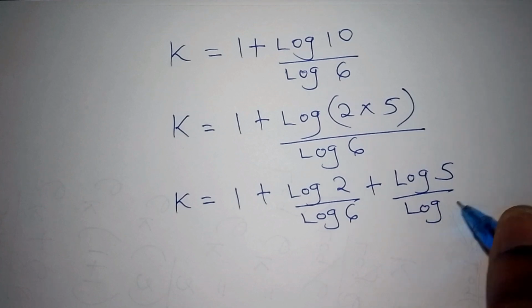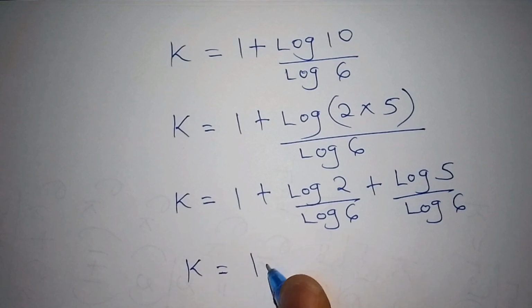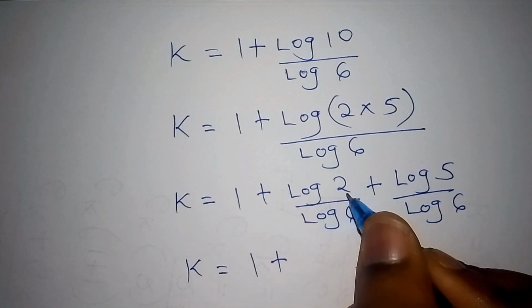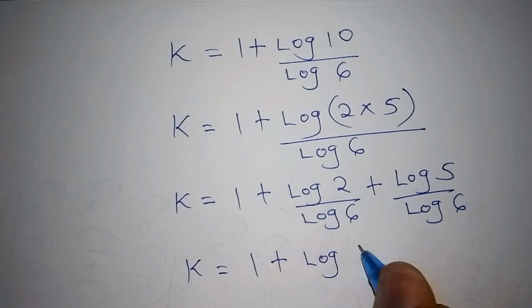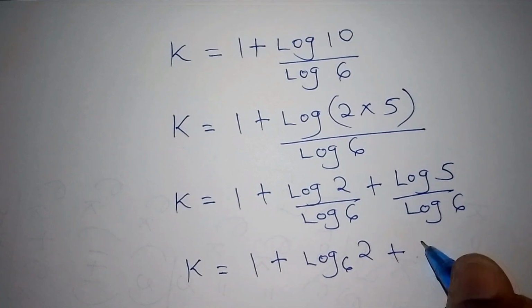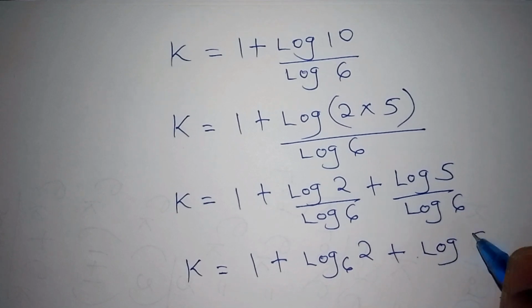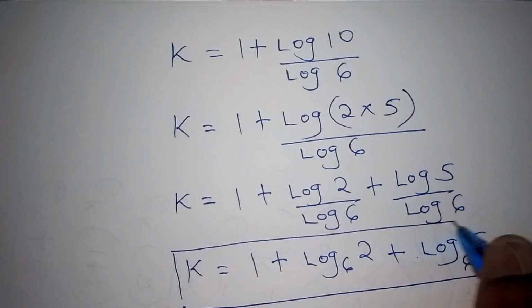So our final answer, we can now say that our k is equal to 1 plus, so the log of 2 all over the log of 6 can also be written as the log of 2 to base 6. Then plus, this one can also be written as the log of 5 to base 6. So this one now shall be our value for k.